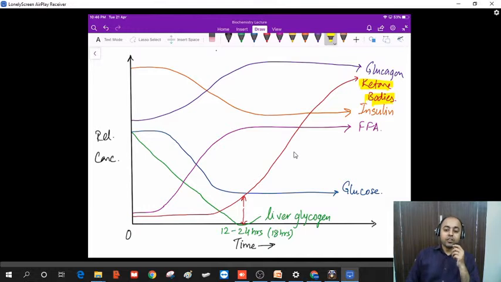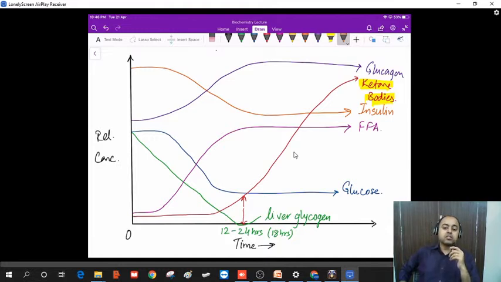All right, so these are the typical changes that we are going to see when we move from the fed state to the fasting and subsequently to the starvation state. Please note there is no graph showing the rate of gluconeogenesis. The exact value of gluconeogenesis cannot be determined because the change in glucose is affected by multiple factors. So it cannot be shown on the graph.